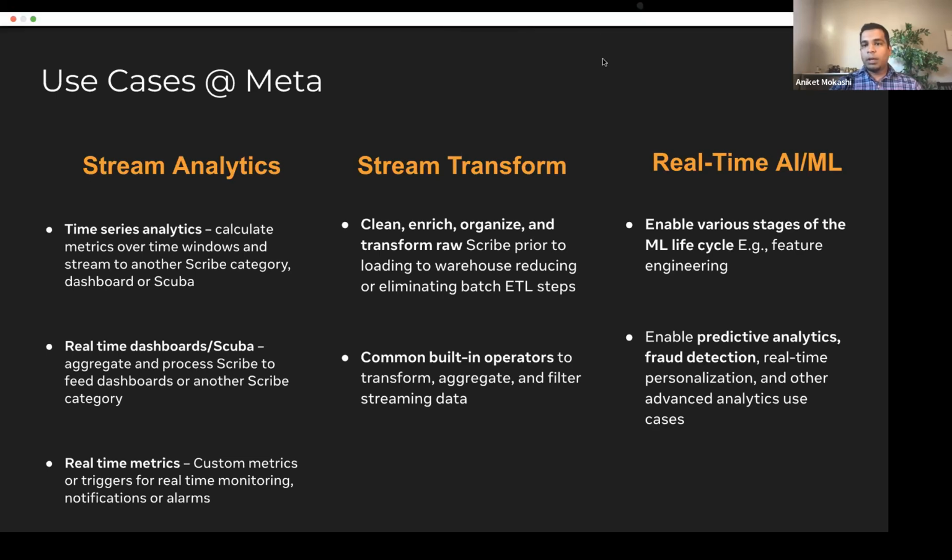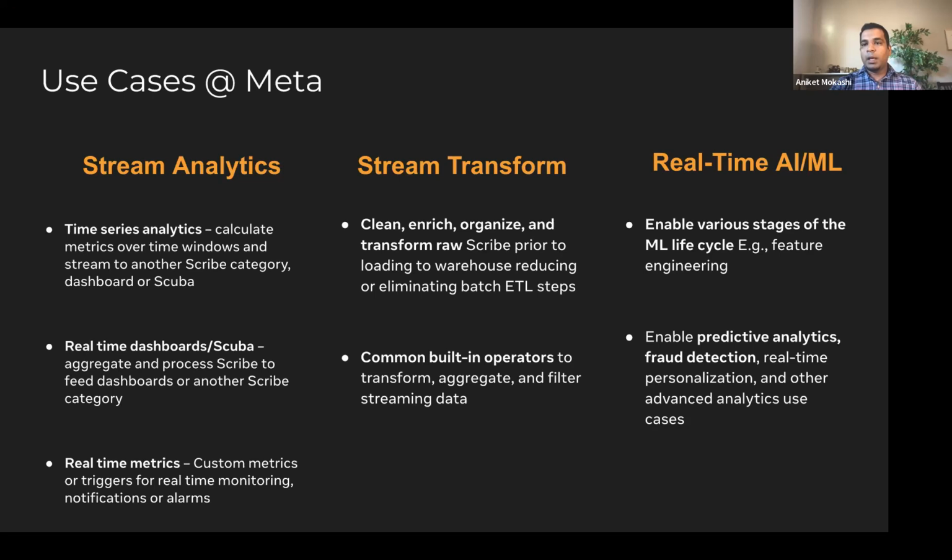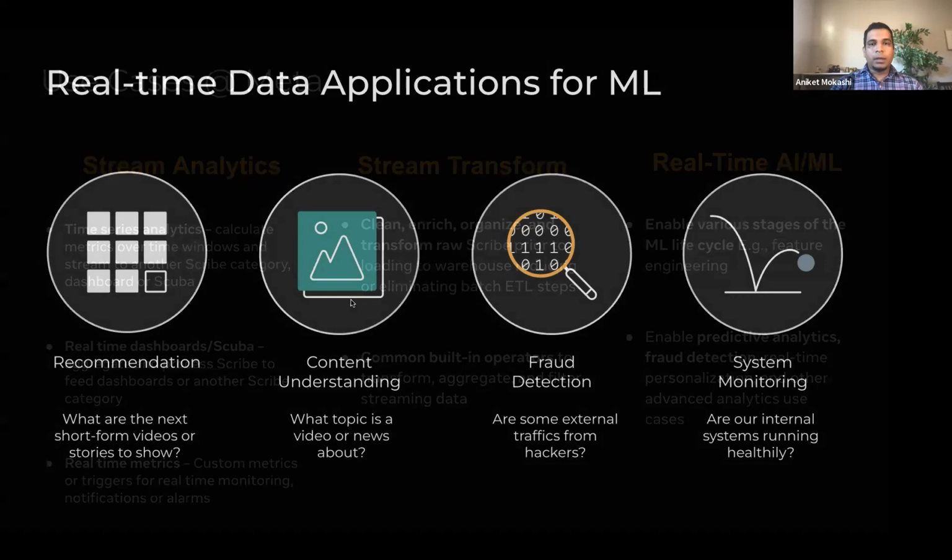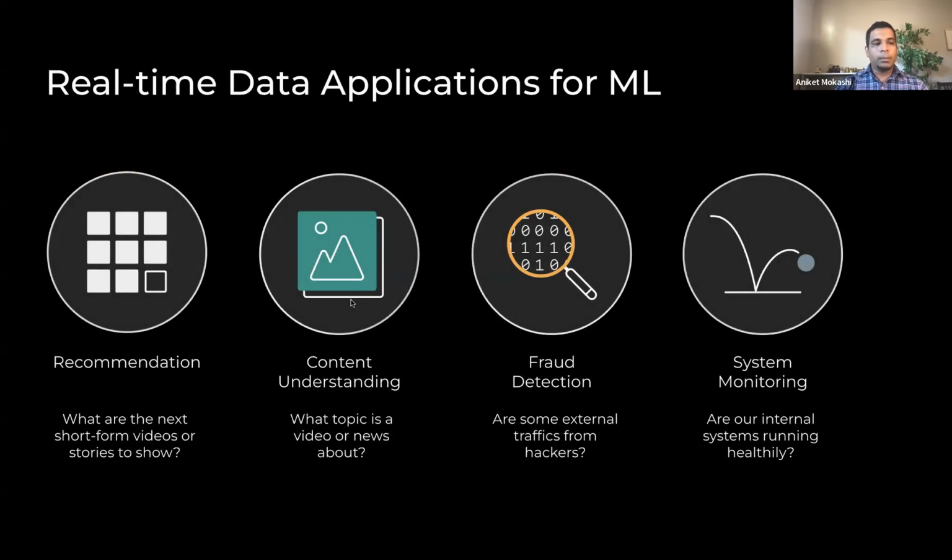And last but not least is real-time AI and ML. There are various stages of the life cycle of AI and ML that use stream processing. I'll try to cover some of that in the subsequent slides. But you can think of it as enabling predictive analytics, especially in real time, fraud detection, and all those kinds of use cases. So with that, let me talk about this ML space a little bit more.